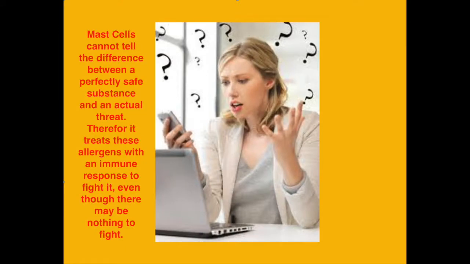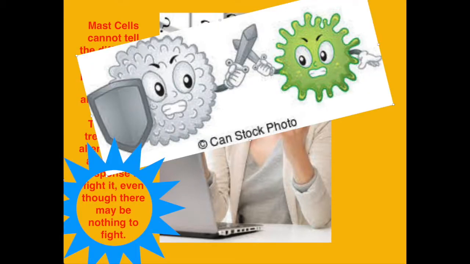People who have allergies have immune systems that develop in a way that the mast cell's chemical receptors cannot tell the difference between a perfectly safe substance and an actual threat. Therefore, it treats these allergens with an immune response to fight it, even though there may be nothing to fight.